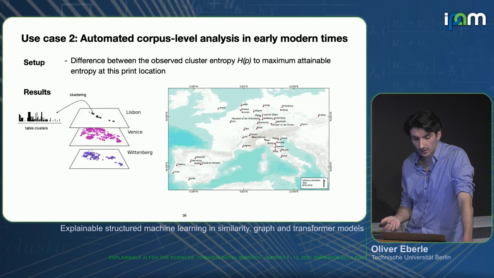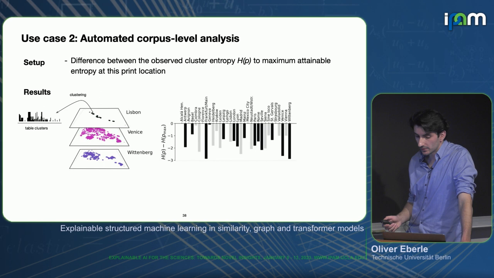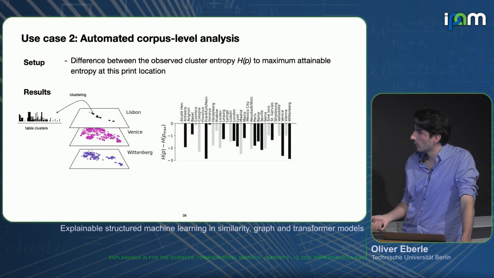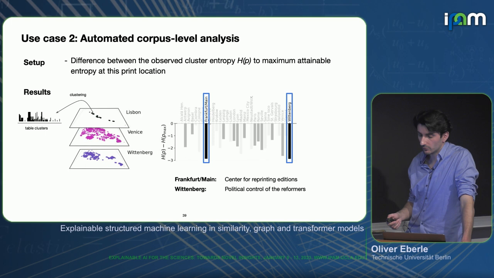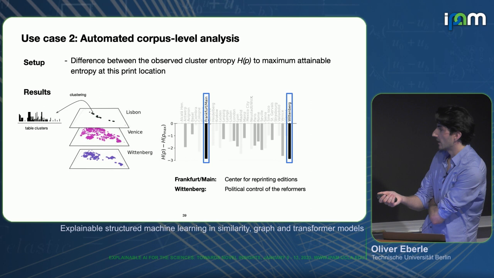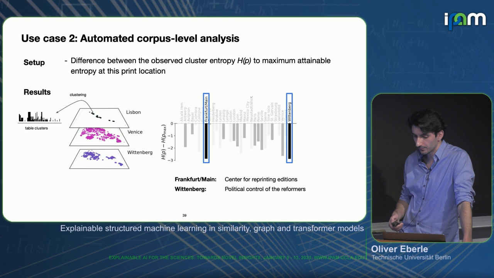So we used this approach to look more into what city had the most innovative print agenda. And we found this to be the result. We see two cities with really the lowest entropy, which are Frankfurt and Wittenberg. They are the cities that have the most repetition in the material they print, for two very distinct reasons. Matteo nicely laid out when we had the meeting about it that Frankfurt, for example, is a center for reprinting editions. So Frankfurt apparently specialized in just reusing the same books over and over again and giving out a lot of editions with the same material. Probably for economic reasons, I guess, but I don't know.